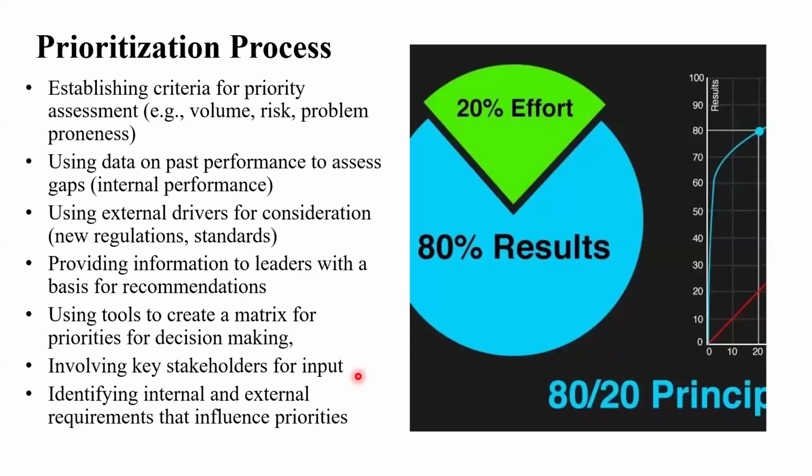And all of them can be used. It's not that one is against the other. External drivers are examples of new regulations and standards. Am I going to be looking at providing information to leaders so that they help me with resources or drive my agenda? Am I going to be looking at a matrix for priorities for decision making using a certain tool? Am I going to be involving stakeholders? Am I going to be looking at internal and external requirements?